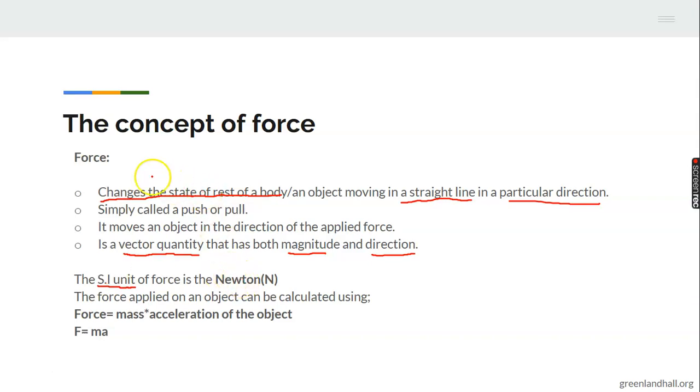So the unit of measuring force is called Newton. And the force applied on an object can be calculated using this formula, which is force equals mass times acceleration. Acceleration is the increase in speed of an object. Force stands for F, mass you can represent with M, and acceleration can be represented with A.